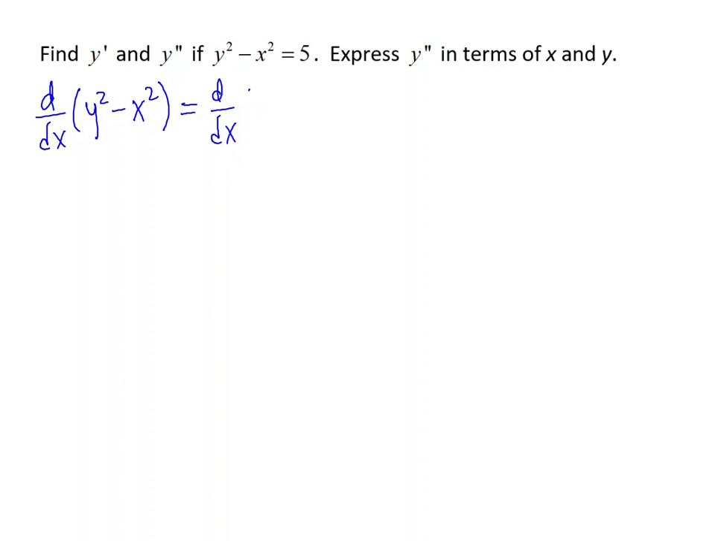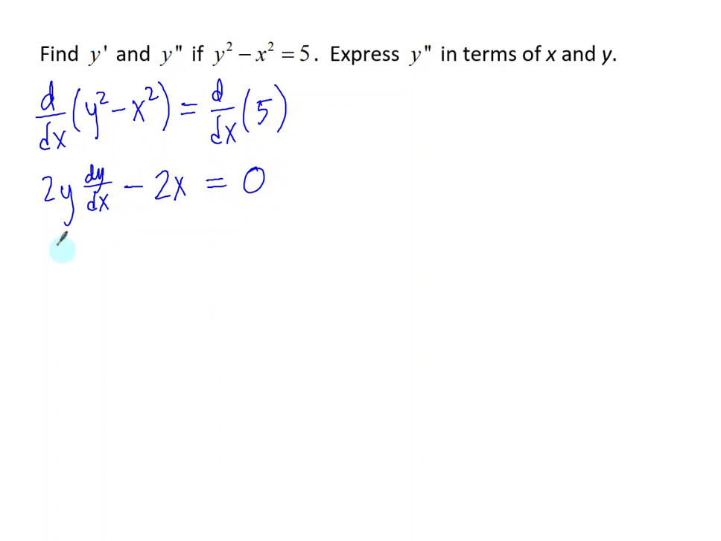and the derivative with respect to x of 5. Derivative with respect to x of y squared is 2y times dy dx, using our chain rule, minus derivative of x squared, 2x, equals 0.